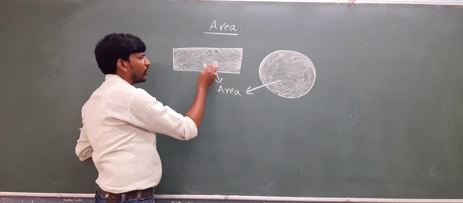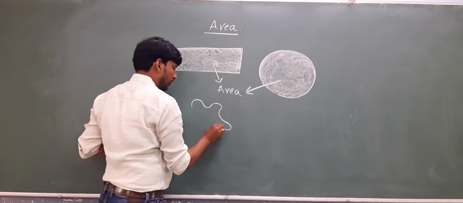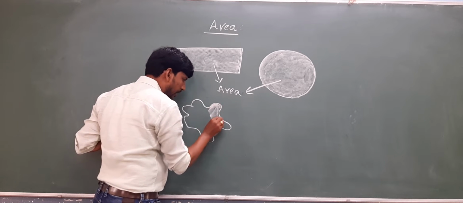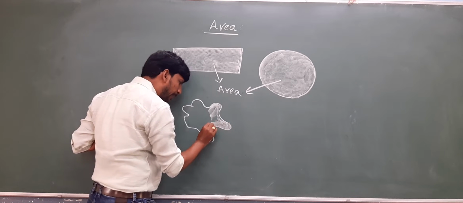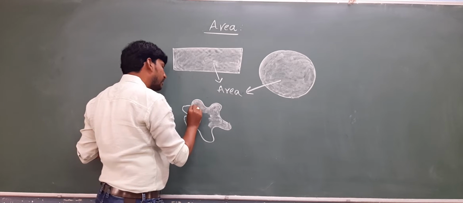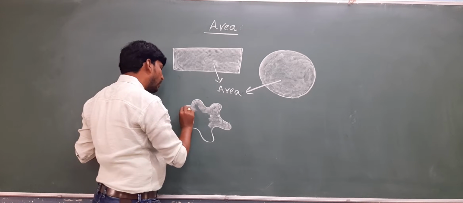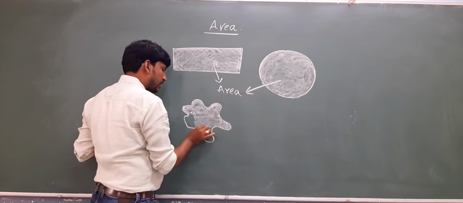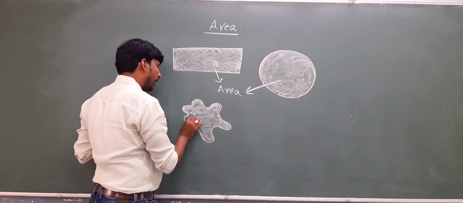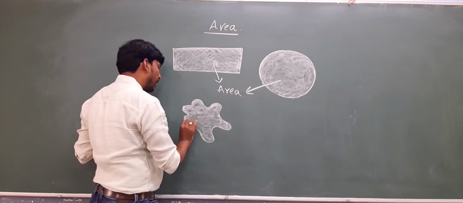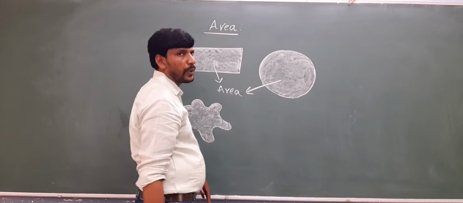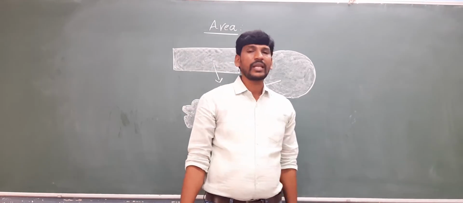Clear, my dears? Not only these shapes, let us take one more shape. See this shape. This is also occupying some space. Whatever shaded part I am showing, this is called area. In the previous section we discussed only the boundary part, but in this session we are going to discuss area, the space occupied by a closed figure. The space occupied by a closed figure is called area.